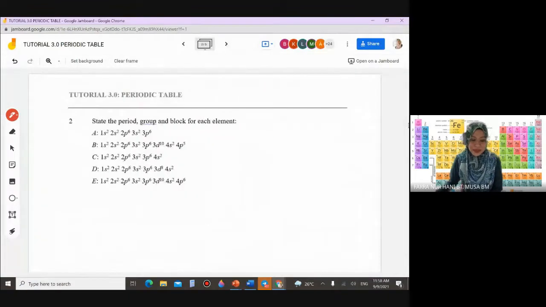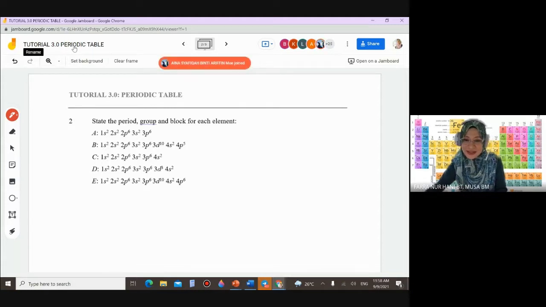Kita tengok soalan 2. State the period, group and block for each of the element. So yang ni macam tadi. Okay. You identify the valence electron. Okay. Which one is the valence electron? Siapa? Aisyah, Nur Aisyah Amirah. Aisyah Amirah, sebutkan valence electron dia.